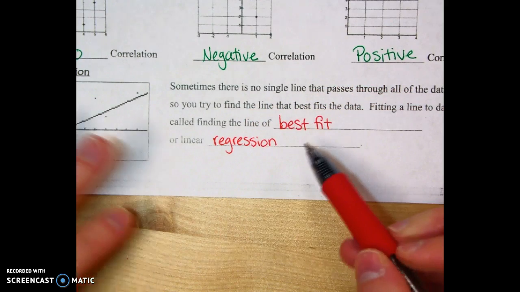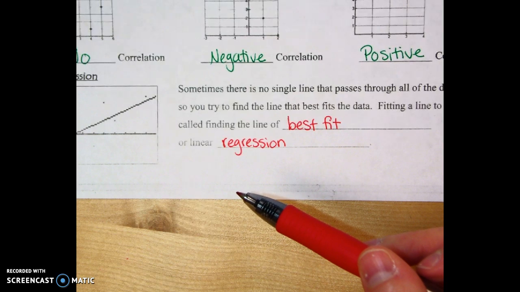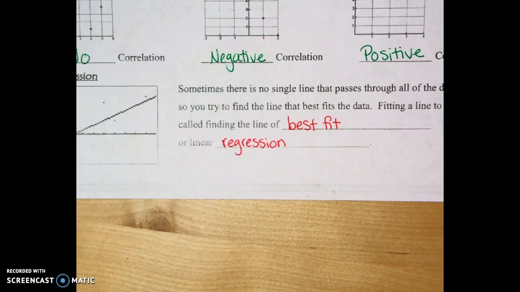So probably in middle school they call it line of best fit. And now that you're in Algebra 1, they call it linear regression. You will do more with it in Algebra 2. In Algebra 1 we just kind of introduce it, but it's more of an Algebra 2 type thing. So let's flip it over and let's do some.